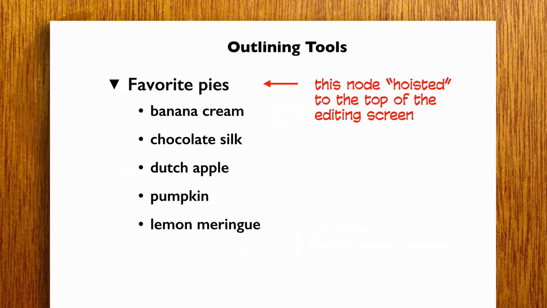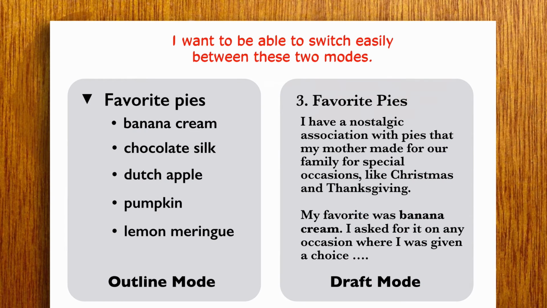Now, these are basic features of outlining tools, but in addition to this, what you really want is to be able to switch to draft writing mode right from the outline, so you can work on the actual text of your document within the section targeted in your outline. So that looks like this. From the outline, I want to be able to pick a node which represents a section of the essay and just start drafting the text for that section.